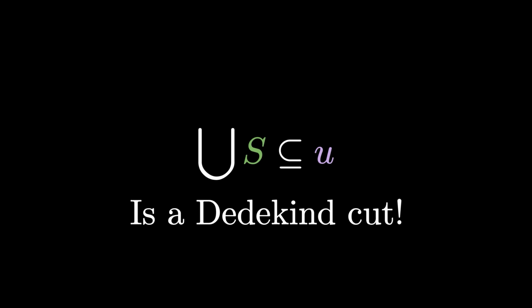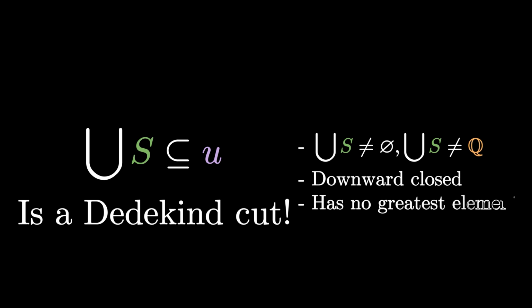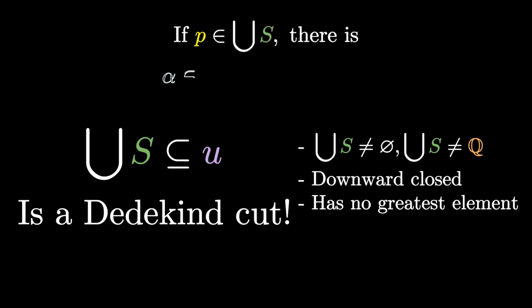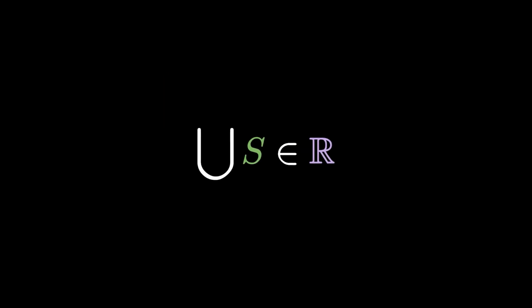But it turns out that the union set of S is a Dedekind cut. I highly recommend you try and show that this set does fulfill the three properties of a Dedekind cut, that it's not empty nor all of the rationals, it's not more closed, and it doesn't have a greatest element. As a hint, use the fact that for any element P in the union set of S, there exists an element alpha in S such that P is in alpha. Since the union set of S is a Dedekind cut, it is a real number by our construction.